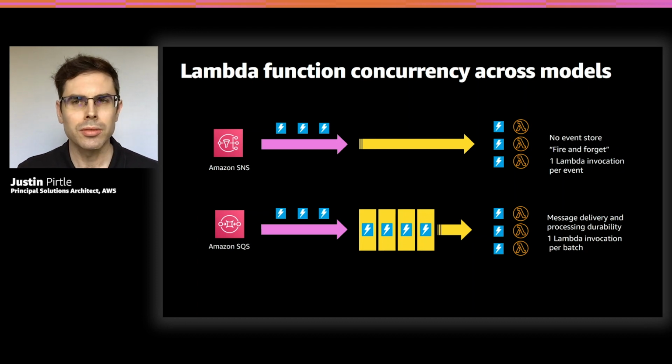Whereas with SQS, each event is enqueued in a queue where they can be buffered and rate limited. And you have the ability to have batching. You can pull off a batch of up to 10 messages at a time for processing together. And you have the ability to actually rate limit this consumption. So why is that important?